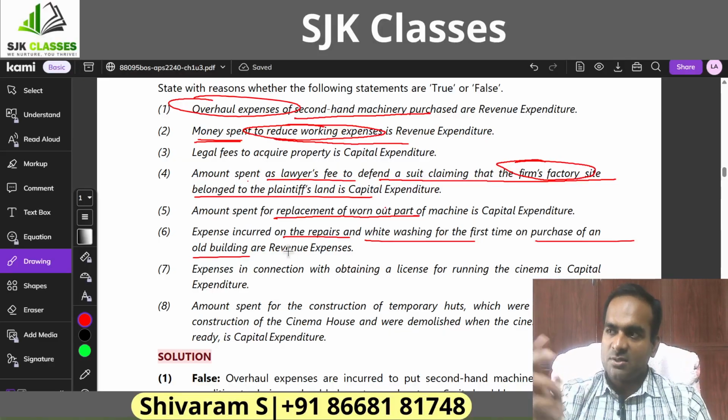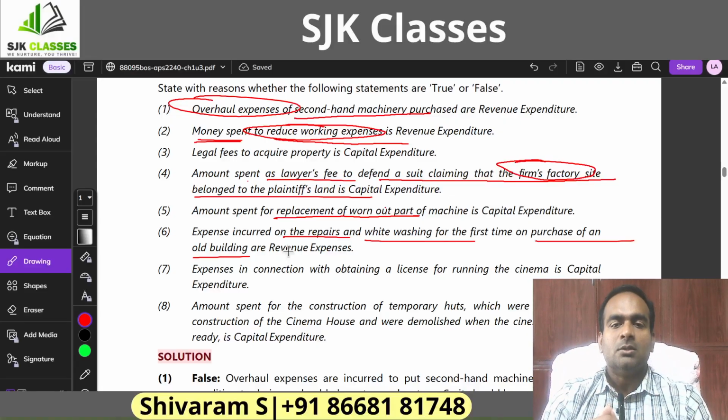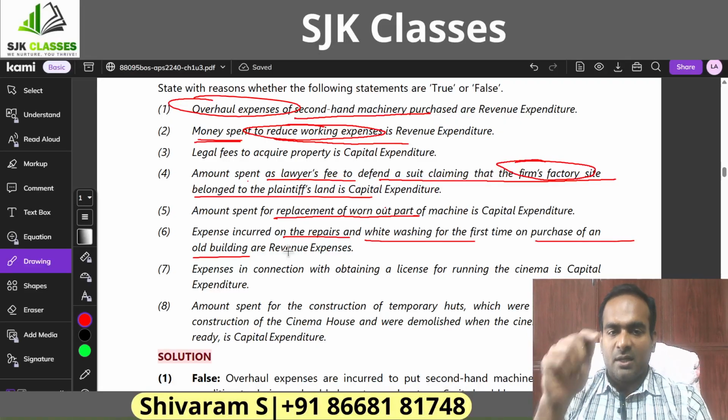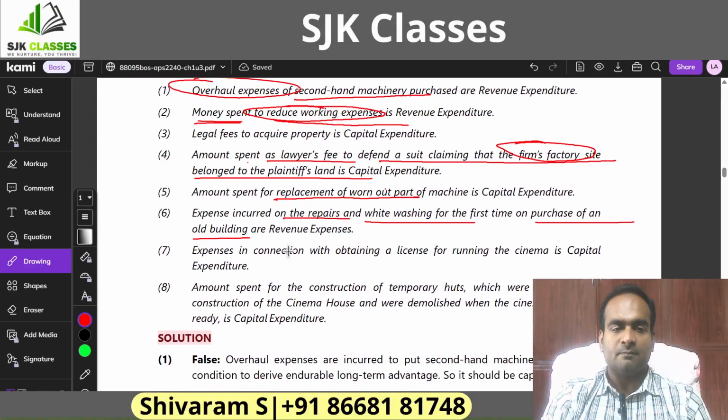The reason is, for second-hand machinery or a building, the repair cost will be mandatory to use the asset. At the same time, whitewashing will help us to maintain the asset in good condition. That is, the wear and tear of the asset will come down. So in that way, there's some benefit for us. Hence, this will be classified as a capital expenditure.